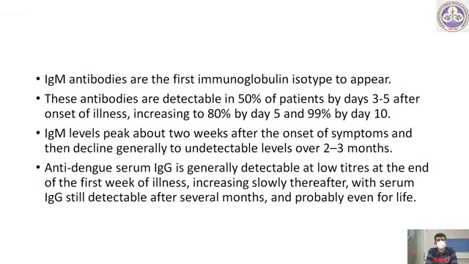IgM antibodies are the first immunoglobulin isotype to appear. These antibodies are detectable in 50% of patients by day 3 to 5 after onset of illness, increasing to 80% by day 5 and 99% by day 10. IgM levels peak about 2 weeks after the onset of symptoms and then decline generally to undetectable levels over 2 to 3 months. Anti-dengue serum IgG is generally detectable at low titers at the end of the first week of illness, increasing slowly thereafter, with serum IgG still detectable after several months and probably even for life.